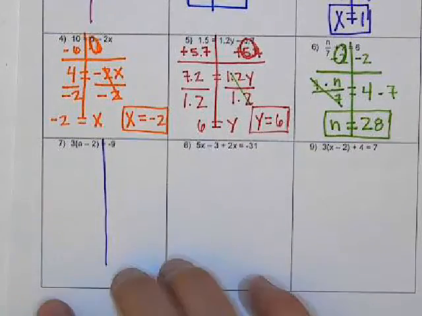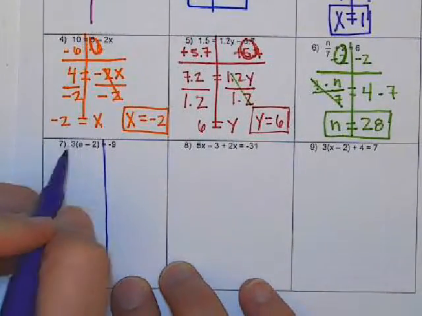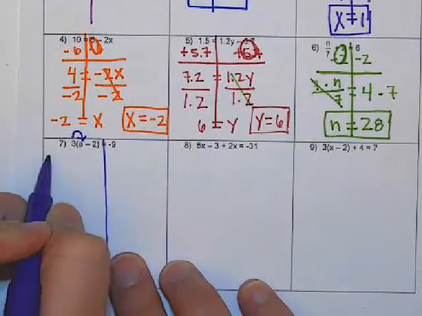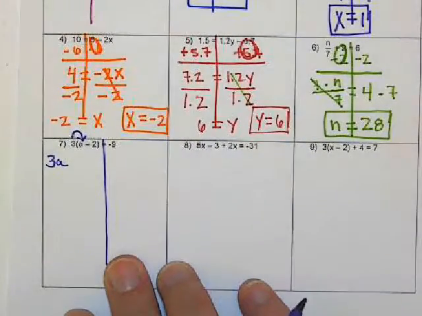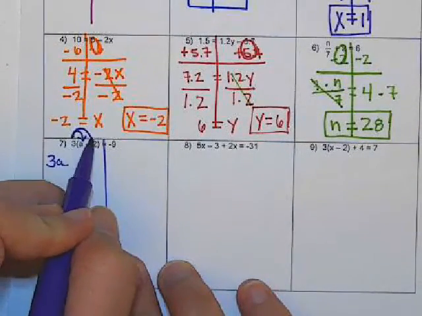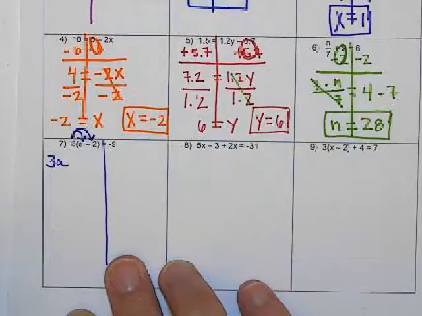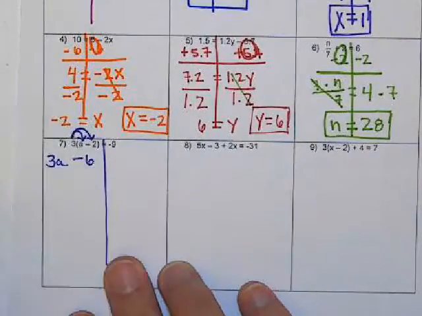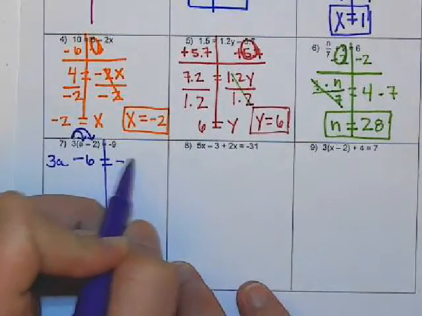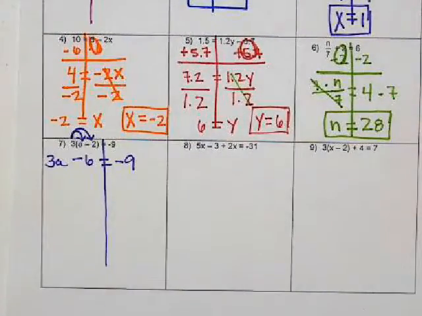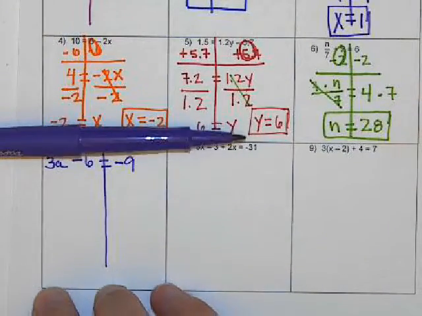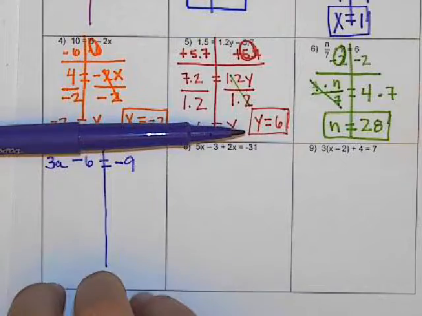Okay, I'm going to distribute the 3. So 3 times a gives me what? 3a. Make sure you're writing nice and neat. Then I take the 3 and I multiply it to the negative 2, and I get what? Negative 6. Can I do anything else over here? No. So I'm going to bring everything else down. From here down is what we've been doing, so I want you to finish this problem.